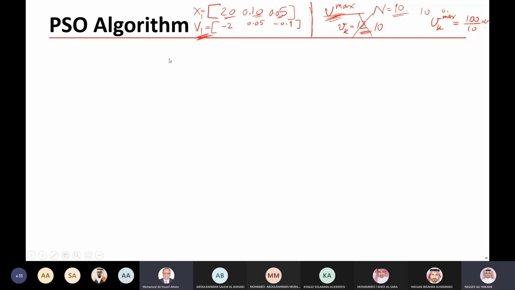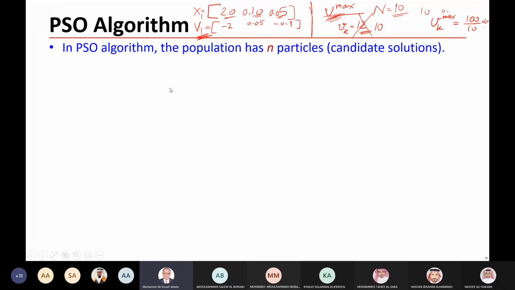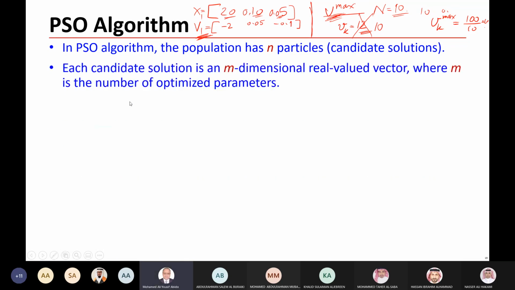Okay. Thank you. And with the iterations or steps, this will become clearer, inshallah. In the particle swarm algorithm, the population has n particles or candidate solutions. So we have n particles, 50 or 100, usually with a small size, and n is usually between 10 and 50.